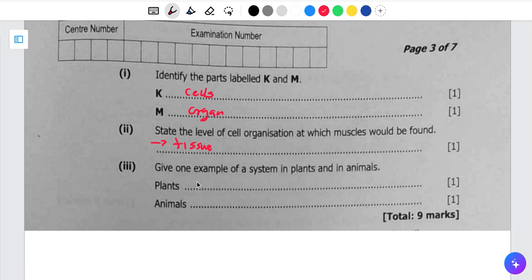Then Roman number 3, give one example of a system in plants and in animals. In plants, we can give transport system. Apart from transport system, we can also give plant reproduction. This one can also be called translocation system. So it can also include translocation system.